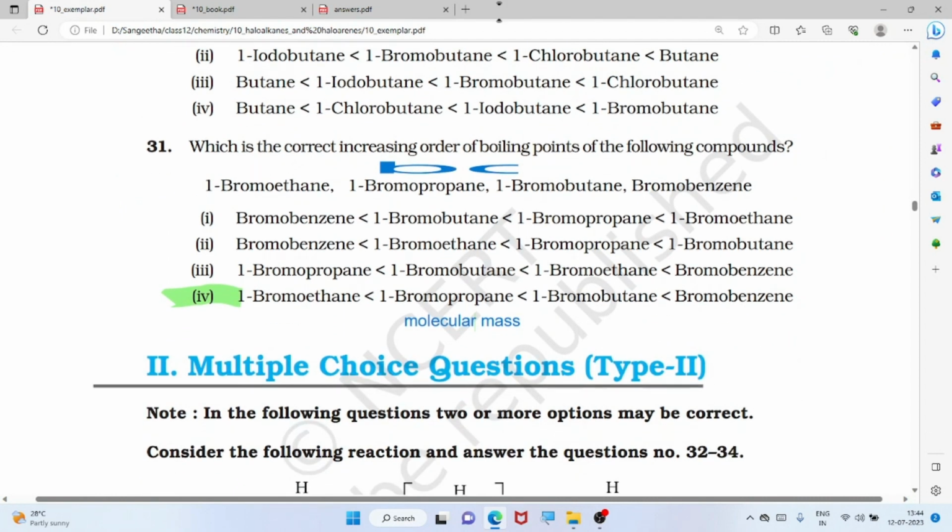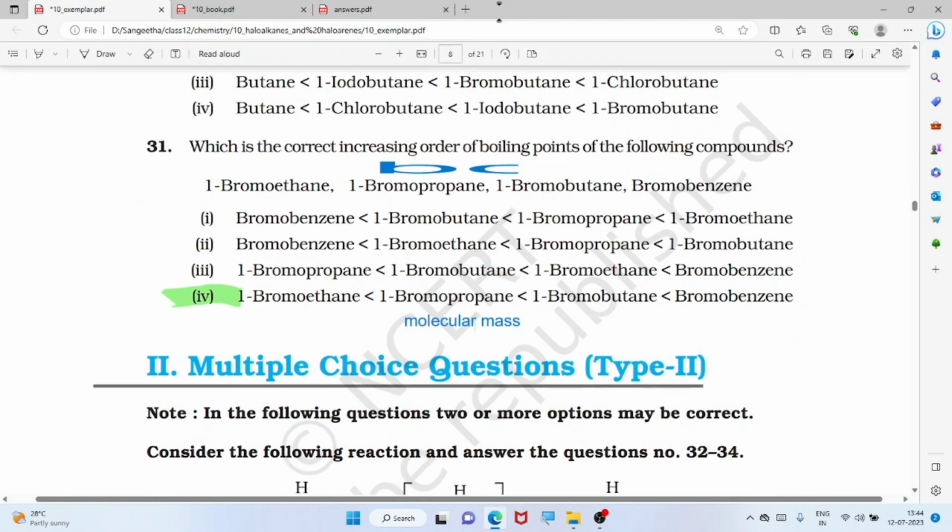Which is the correct order of the boiling point? So here we have ethane, propane. The more carbon atoms, the more the boiling point. All are having bromine. So which has the more? That is the highest boiling point.